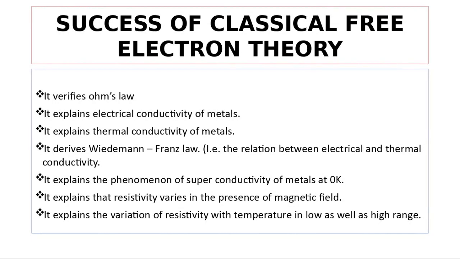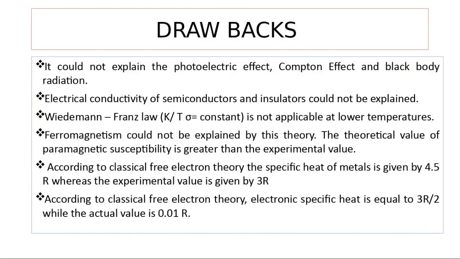So using these assumptions made by Drude and Lorentz, they have explained so many properties of solids. Even though they used oversimplified assumptions for the perfect gas model, Drude said electrons obey classical mechanics, even though the electron is a quantum particle. These assumptions are very oversimplified, but still they have explained so many things. So this is the success of classical free electron theory.